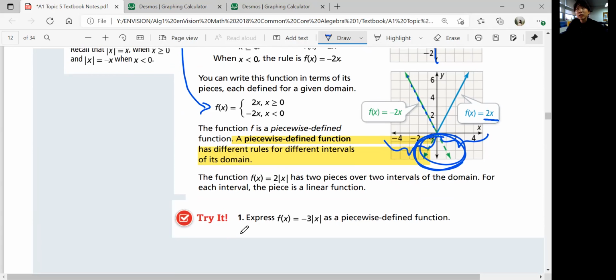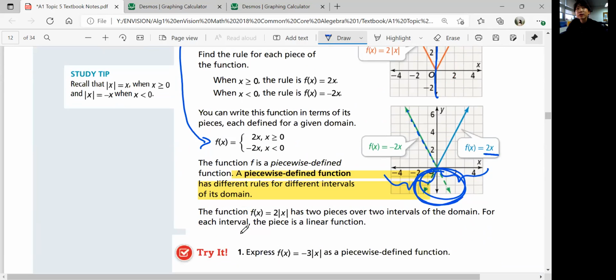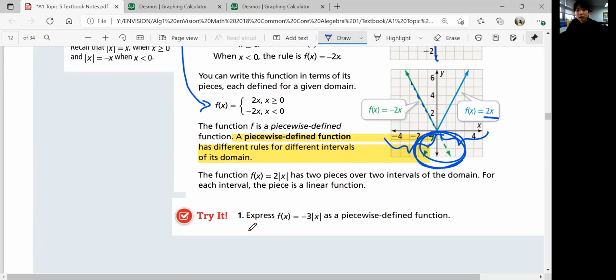Okay, it's very similar. Look at example 1 and see if you can solve it by yourself. Come back when you're ready for answers. So this is one way to write it, right? Absolute value function. Write it as a piecewise defined function. Write an equation for each line segment, divide them, and define them by domain.